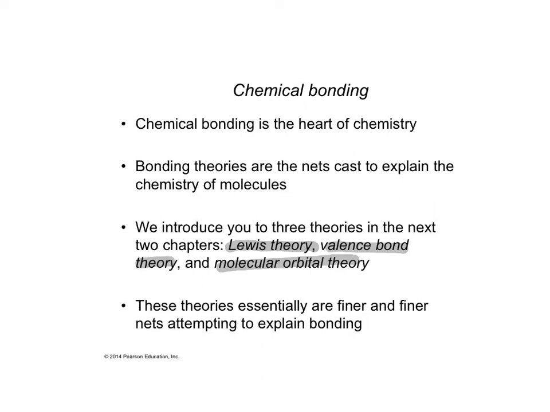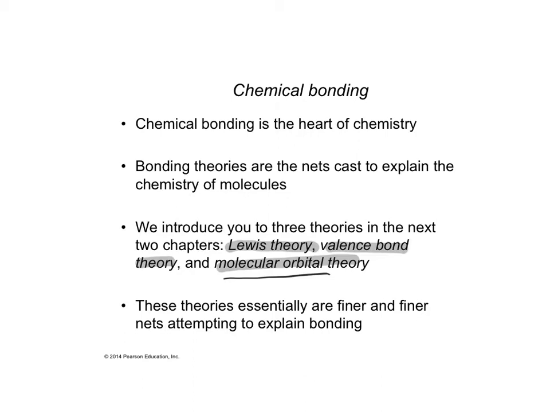So then valence bond theory is kind of the next little step up. It is going to be less accessible, so it's going to be harder to understand, but it's going to explain bonding a little bit better. And then finally comes the granddaddy of all of the theories of bonding, molecular orbital theory. So this is going to be the hardest to understand.